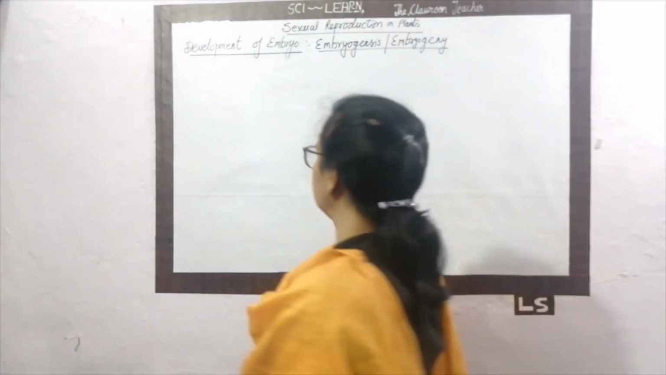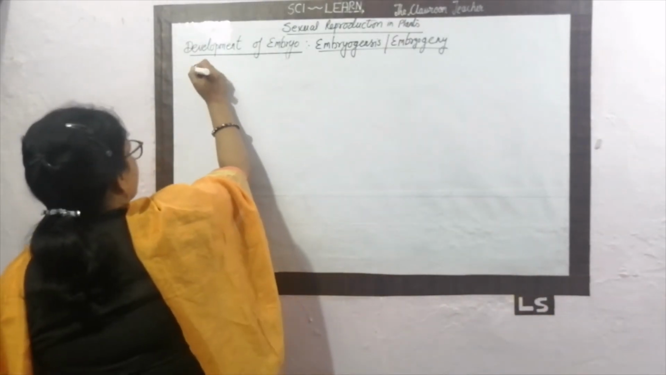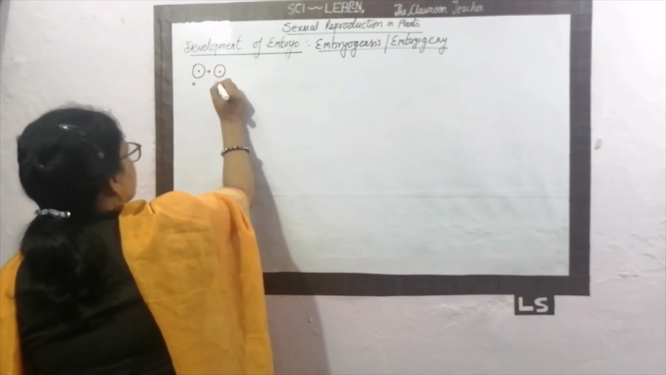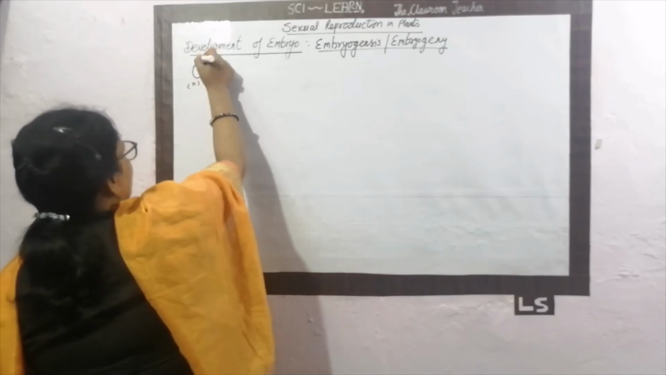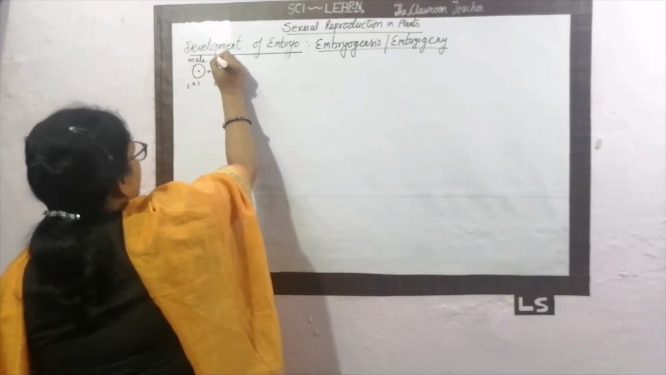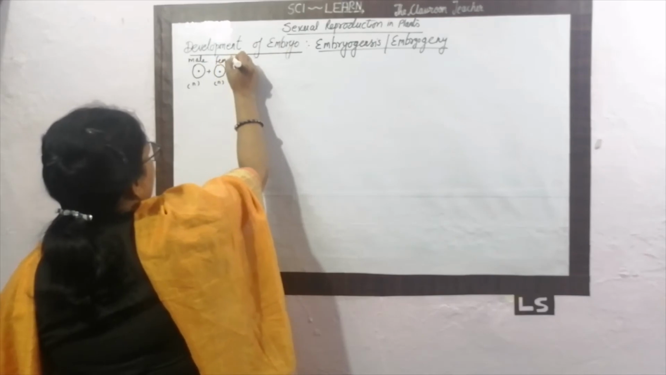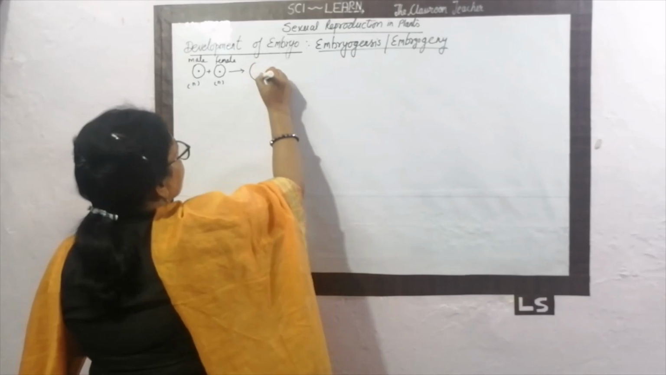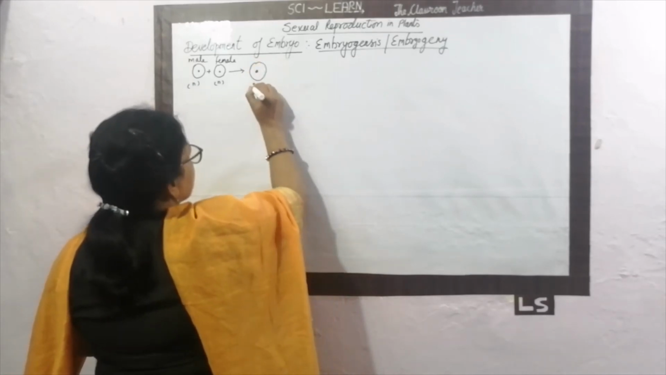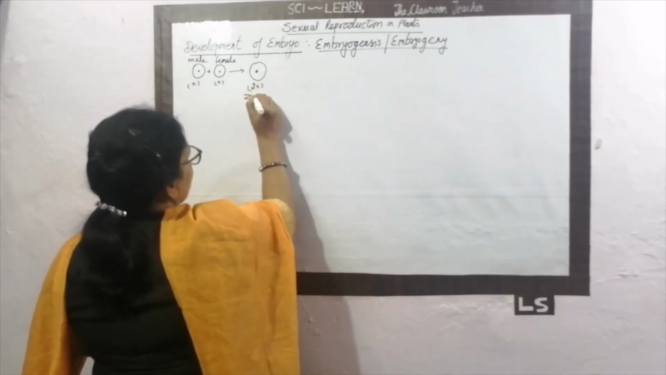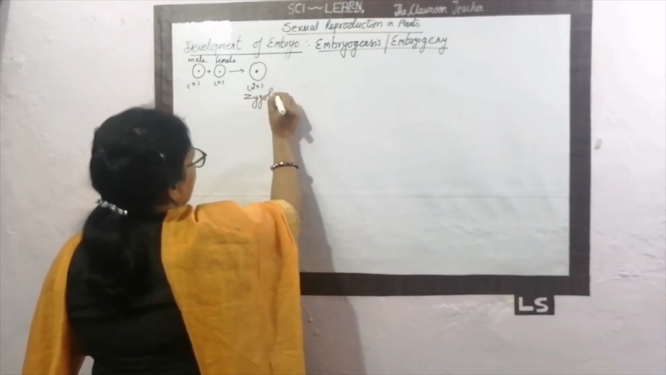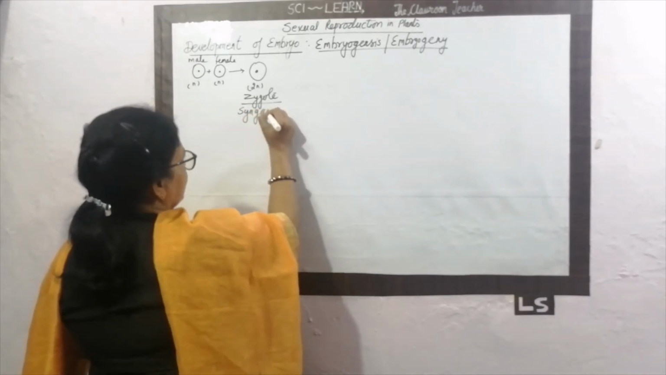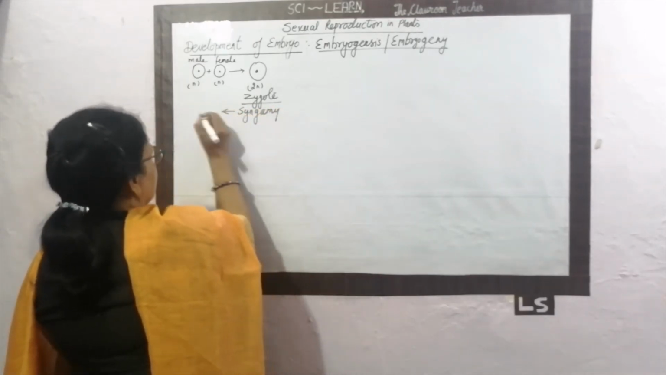Now what happens when the endosperm is formed? Secondly, two nuclei, one male and one female, each having n number of chromosomes, fuse together to form a diploid structure having 2n chromosomes, and this we call the zygote. The process is called syngamy. Syngamy is the process by which the zygote is formed.